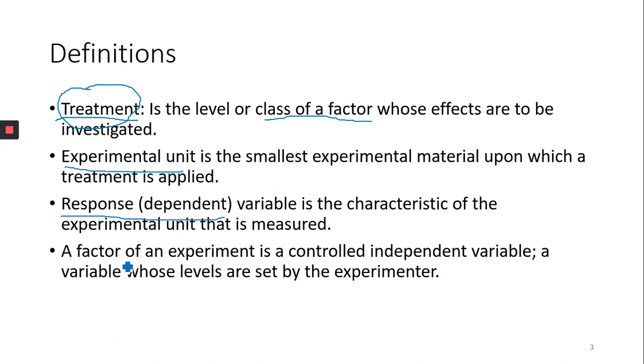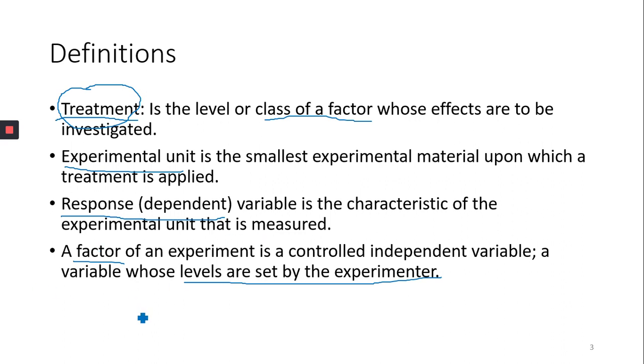So now, but what is a factor? A factor of an experiment is a controlled independent variable, a variable whose levels are set by the experimenter. A variable whose levels are set by the experimenter. I want you to take note of the differences between a treatment and a factor.